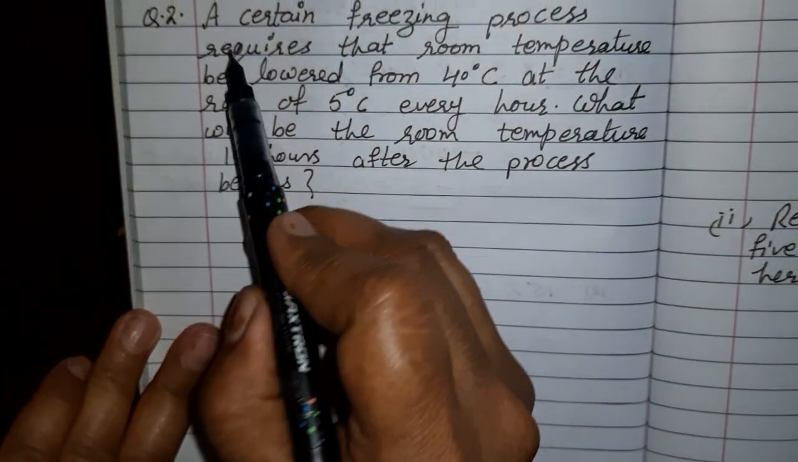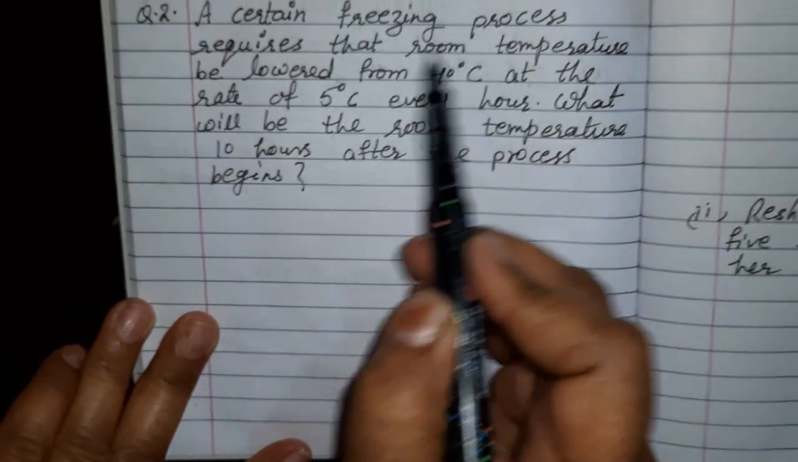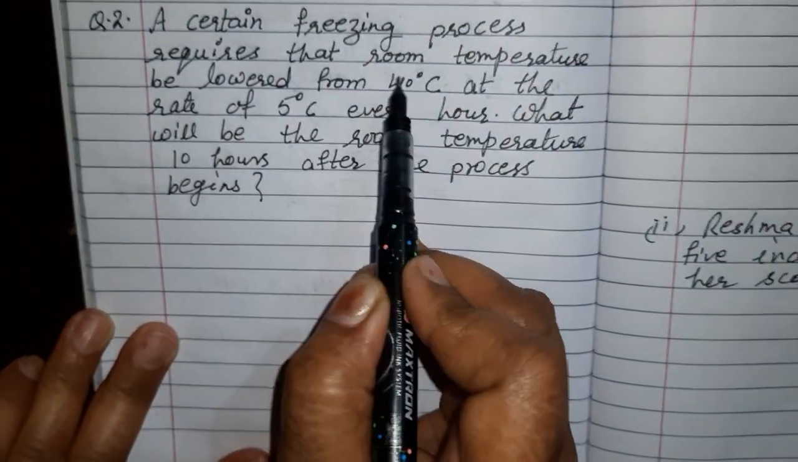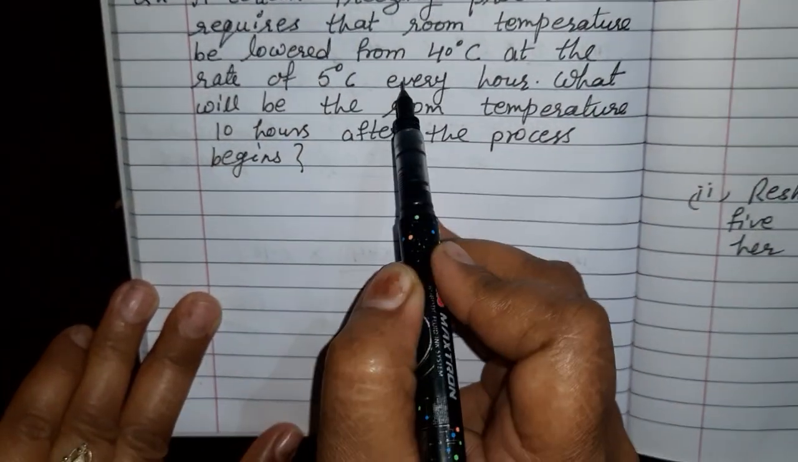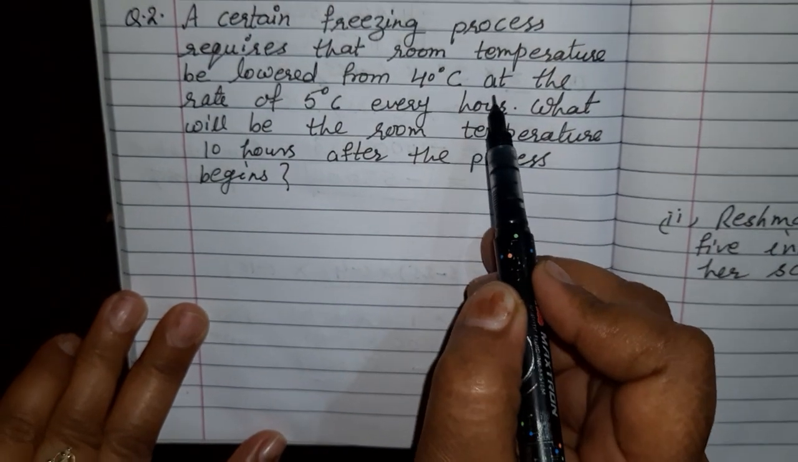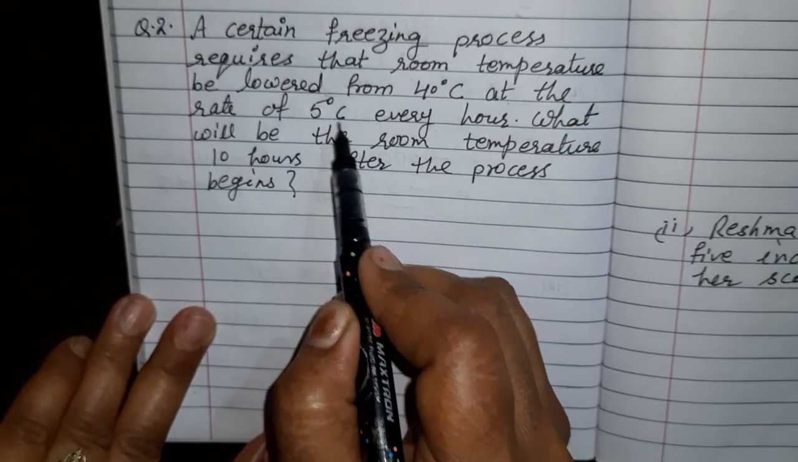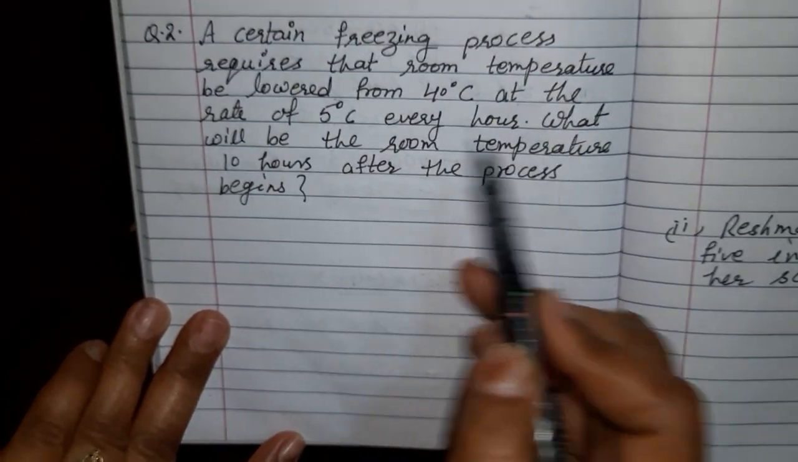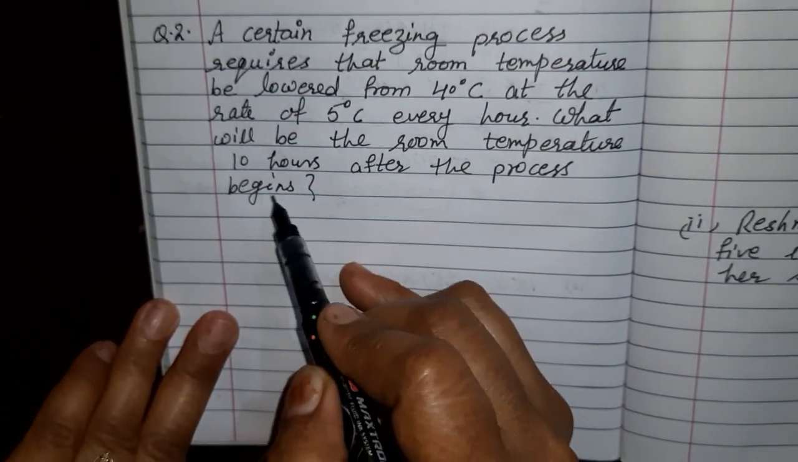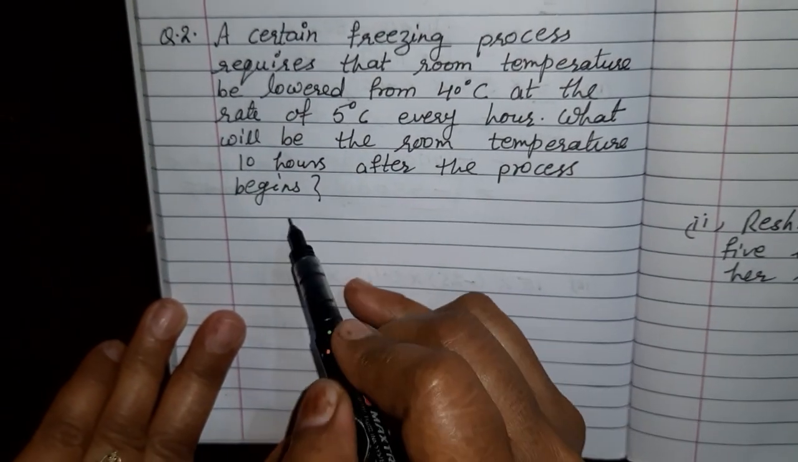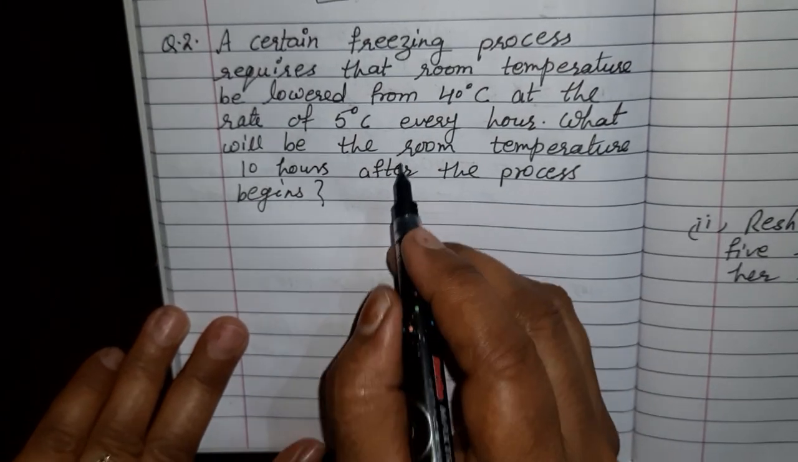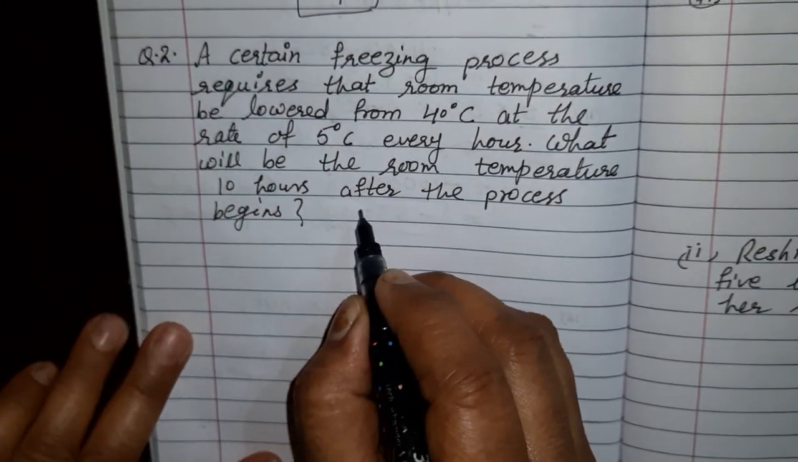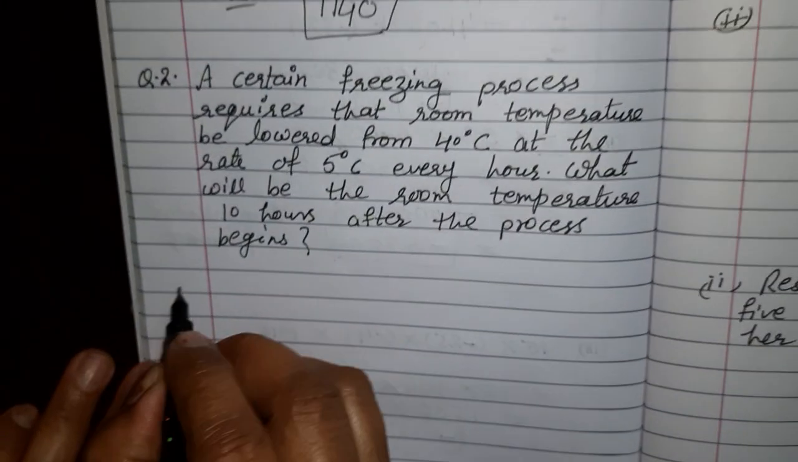First see the problem. A certain freezing process requires that room temperature be lowered from 40 degrees Celsius at the rate of 5 degrees Celsius every hour. What will be the room temperature 10 hours after the process begins? Okay, now this question is from your NCERT maths book. Now see how to do its solution.